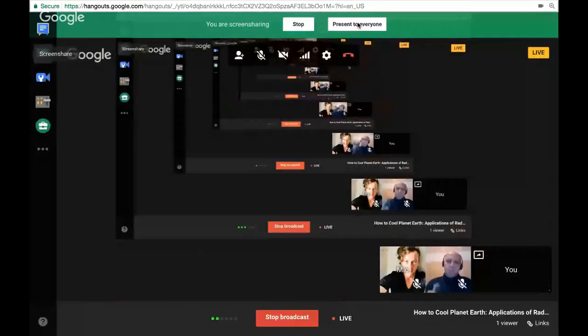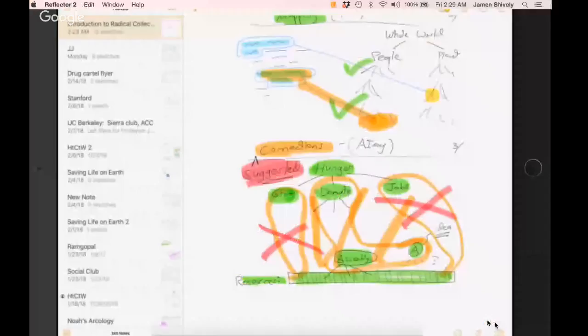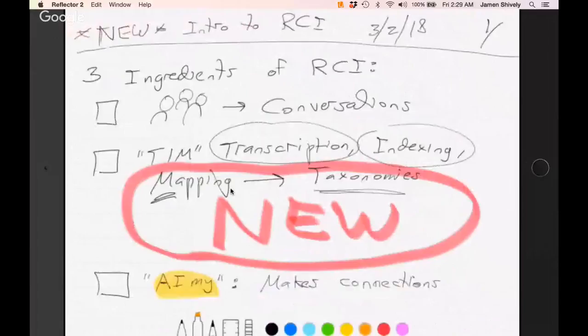Wonderful, wonderful. Okay, well, I've got some definite ideas for that, and in fact, some of those will pop out in the examples that we show here. But first, let me just give a broad overview of what we've been reviewing up until now. We've been discussing an introduction to what is radical collective intelligence.